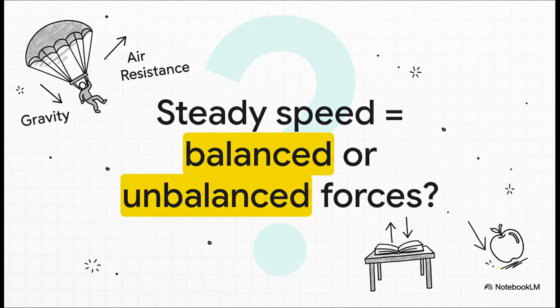And that leaves us with one last thing to chew on, to really put your new knowledge to the test. Imagine a parachutist. They're falling at a steady, constant speed. It's called terminal velocity. In that exact moment, are the forces on them, gravity pulling down and air resistance pushing up, balanced, or are they unbalanced? Think about it.